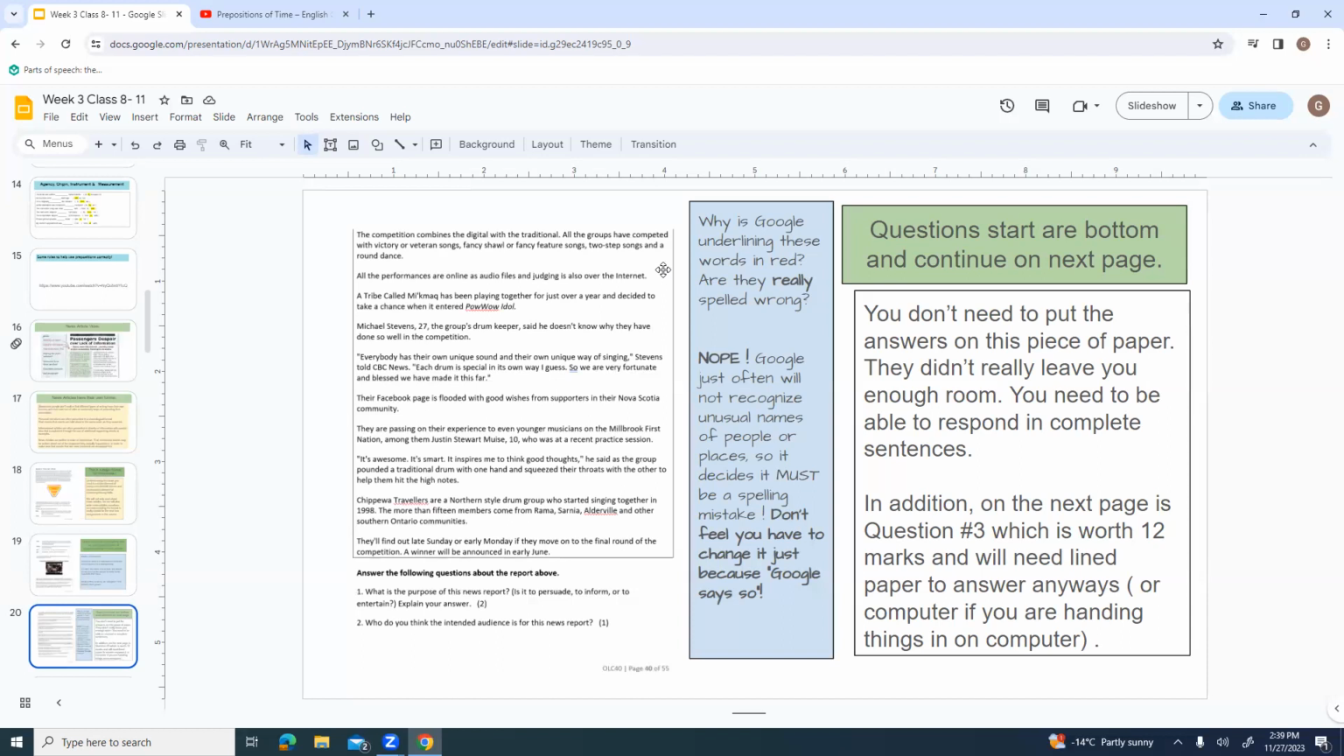A tribe called Micmac has been playing together for just over a year and decided to take a chance when it entered Powwow Idol. Michael Stevens, 27, the group's drumkeeper, said he doesn't know why they've done so well in the competition. Everyone has their own unique sound and their own unique way of singing, Stevens told CBC News. Each drum is special in its own way, I guess. So we are very fortunate and blessed we have made it this far.